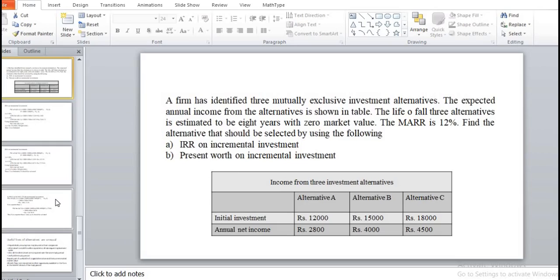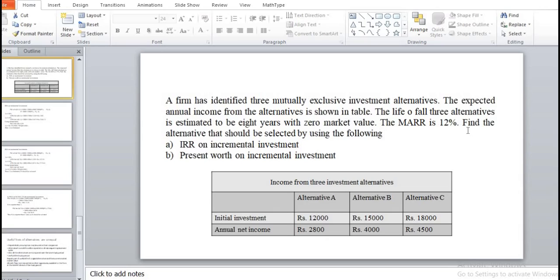So here in the second example they discuss three projects or three alternatives with some initial investment and annual net income. In this example the firm has identified three mutually exclusive investment alternatives. The expected annual income from the alternatives is shown in the table. Life of all three alternatives is estimated to be 8 years with zero market value. Salvage value is considered as 0.